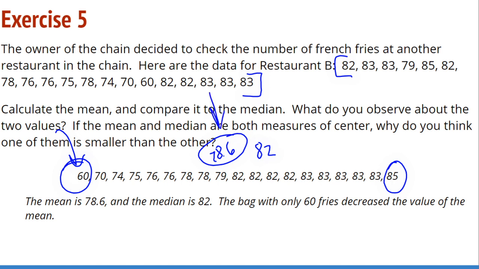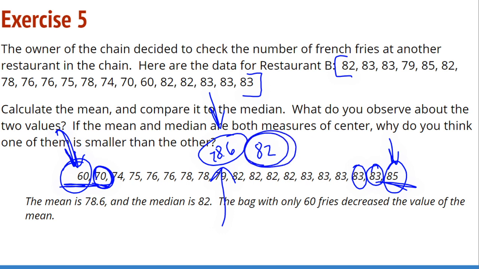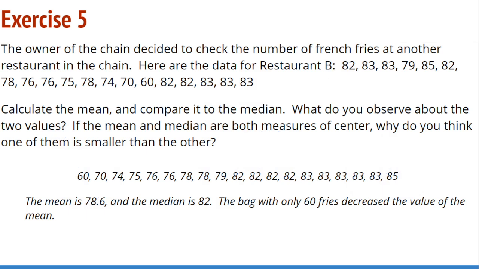The mean can be very affected when you have really low numbers or really high numbers off by themselves in a data set. I don't think 85 is kind of off by itself. It's pretty close to 83. But this 60, that's a long ways away from a 70. So we have to watch out for numbers that are way out there, especially when we talk about the mean. The median doesn't get affected by those super low numbers or the super high numbers.